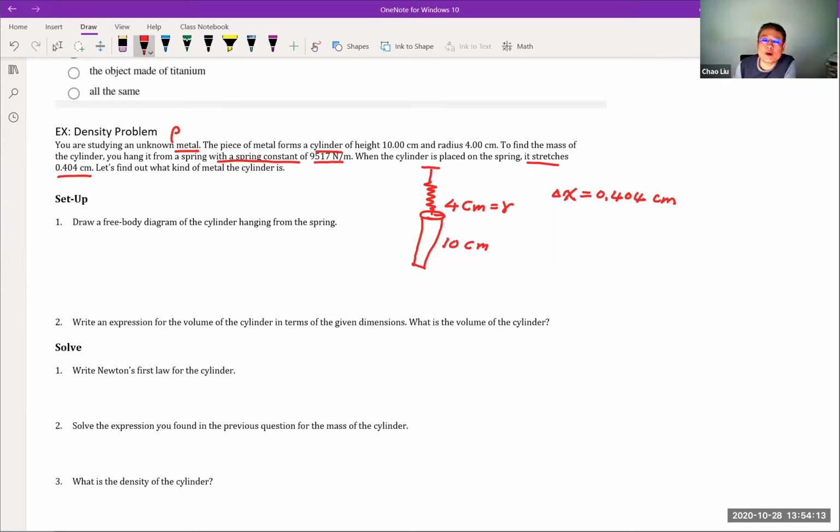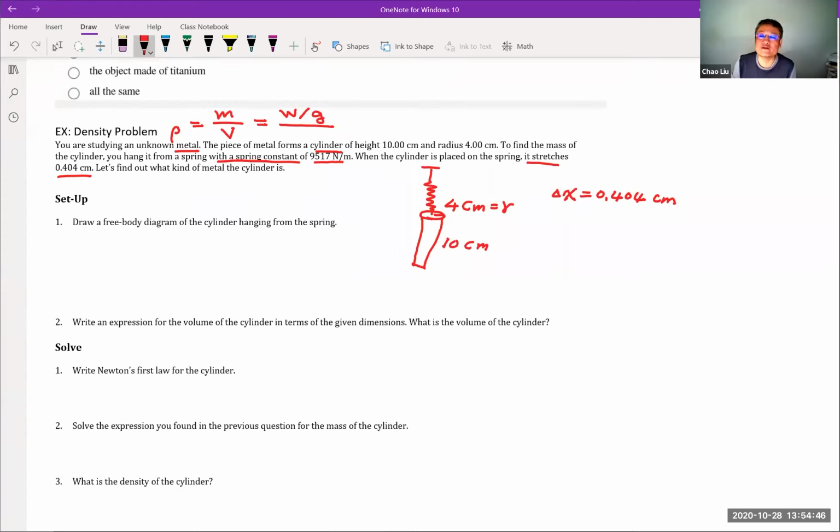Well, the first thing you probably have to do is try to draw a free body diagram of this. Why do we need to draw a free body diagram? Because we want to know the density, and we need to know the mass and the volume. To know the mass, we can find the weight. If we have the weight, we divide by g, 9.8, and we get the mass of this one here.